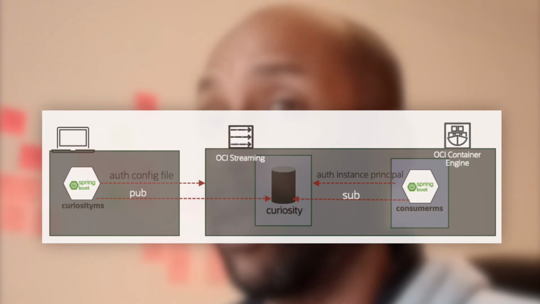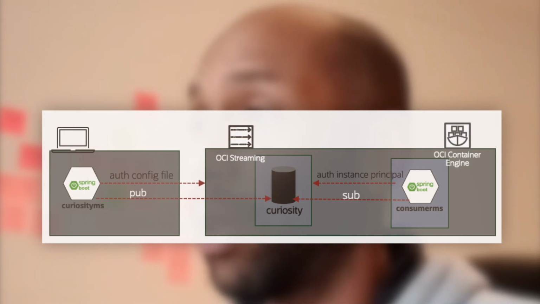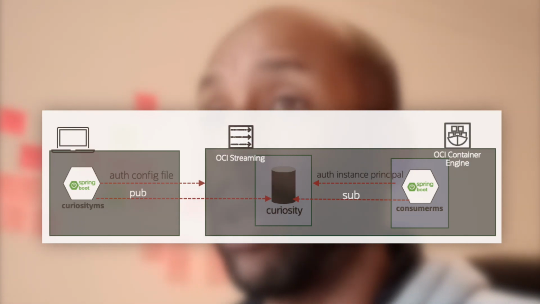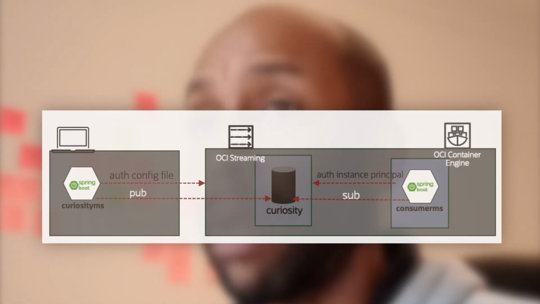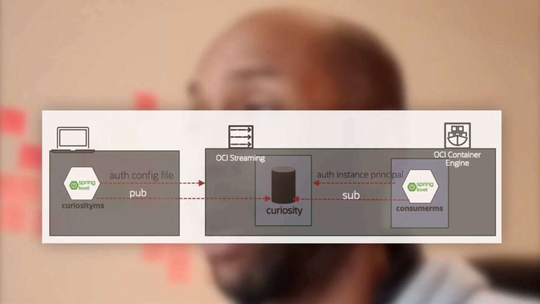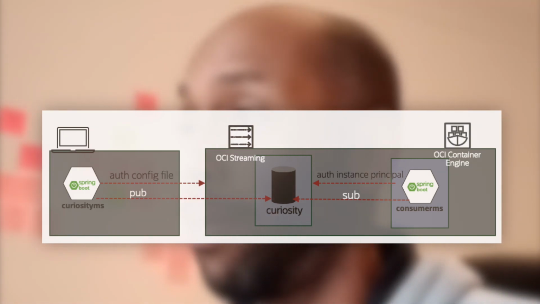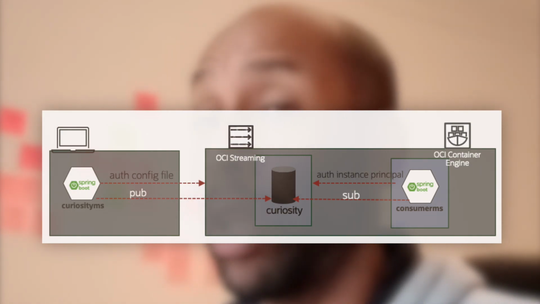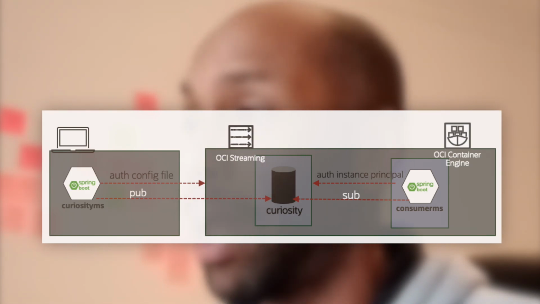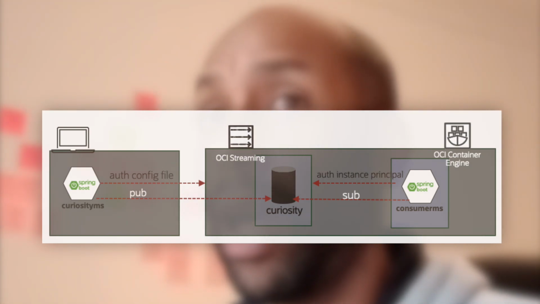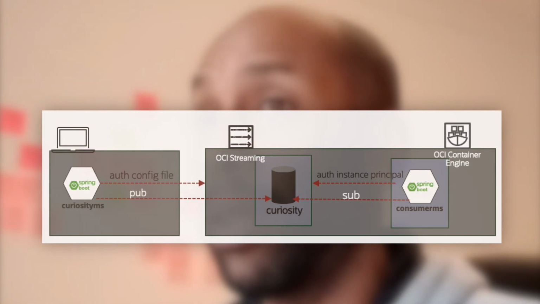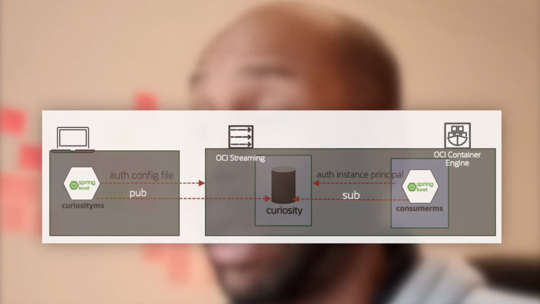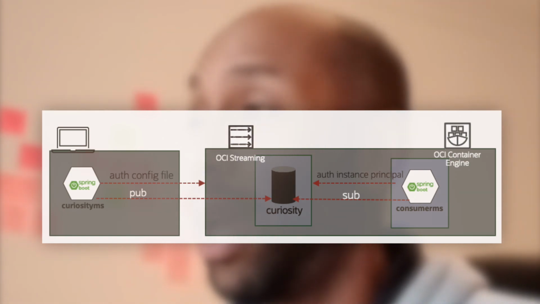One called Curiosity microservice, which is producing messages or publishing messages, and it's running on my laptop, and is sending the messages to the Curiosity stream, right? And then we will have a second microservice, Spring Boot as well, called Consumer microservice, which is going to subscribe to this stream and consume the messages produced by the Curiosity microservice. What is interesting is that the first service is going to run on my local laptop, and the second is running on OCI container engine deployed in Kubernetes.